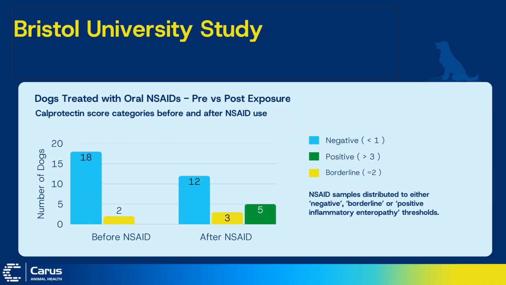The next group tested were 20 dogs before and after a 2-week course of NSAIDs. It was primarily, I think, 18 or 19 of them were on meloxicam. No dogs scored a 3 or over prior to treatment, but 2 were a level 2, so classed as borderline. After 2 weeks, 5 dogs tested positive for GI inflammation.